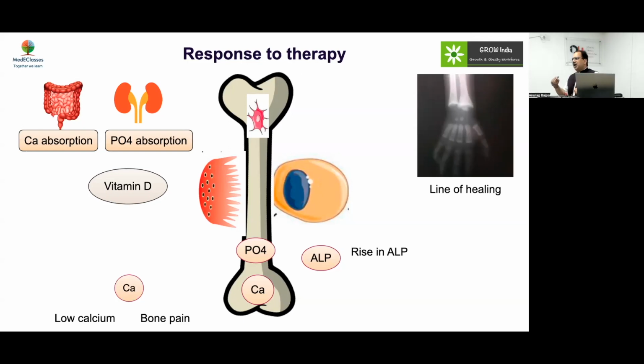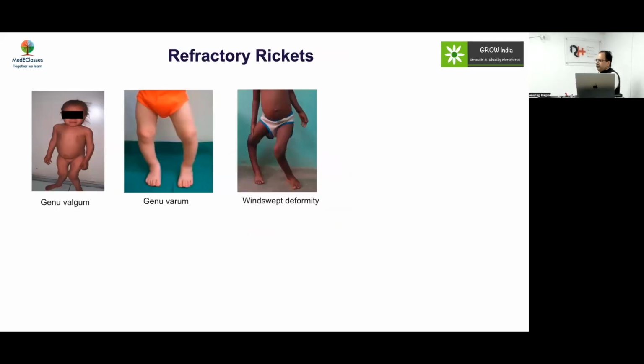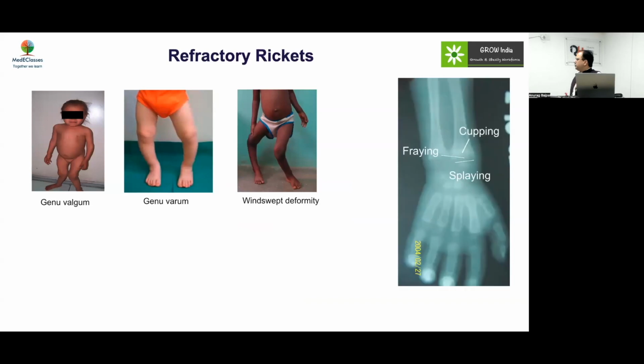So the gold standard for response is the line of healing. That is what you need to look at. For refractory rickets, you need to show that there is rickets, both clinical as well as radiological, and you have given adequate calcium and vitamin D for 12 weeks. There is no line of healing. This is refractory rickets to you.